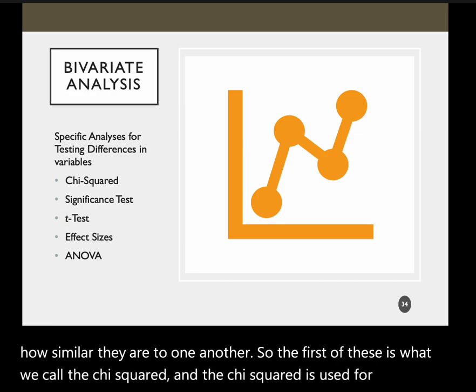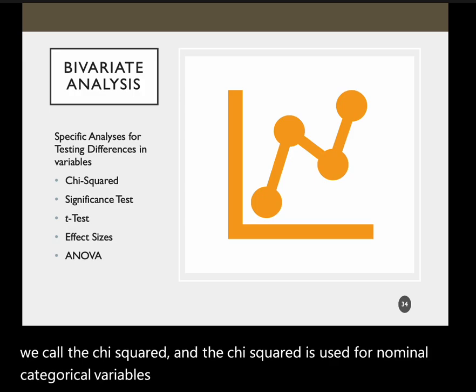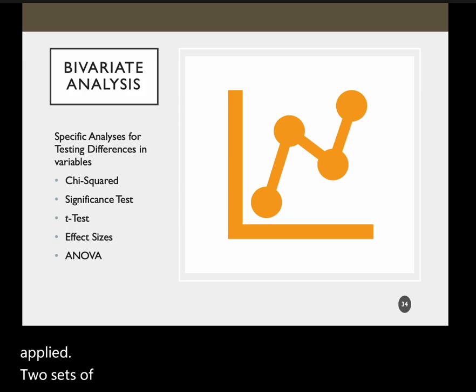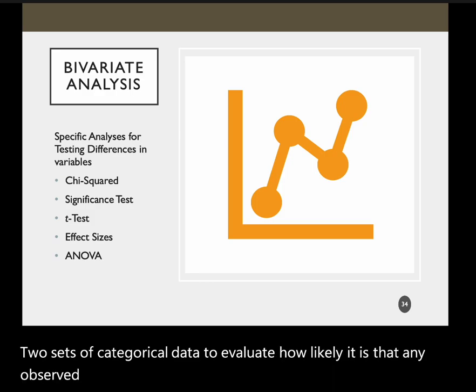and the chi-squared is used for nominal categorical variables. The chi-squared is a statistical test that is applied to sets of categorical data to evaluate how likely it is that any observed differences between those two data sets are by chance.